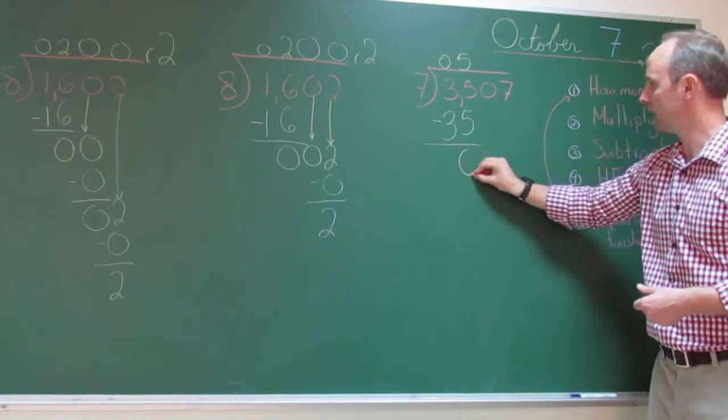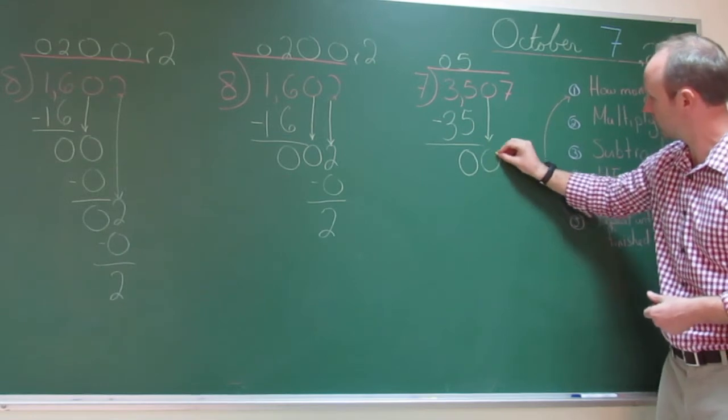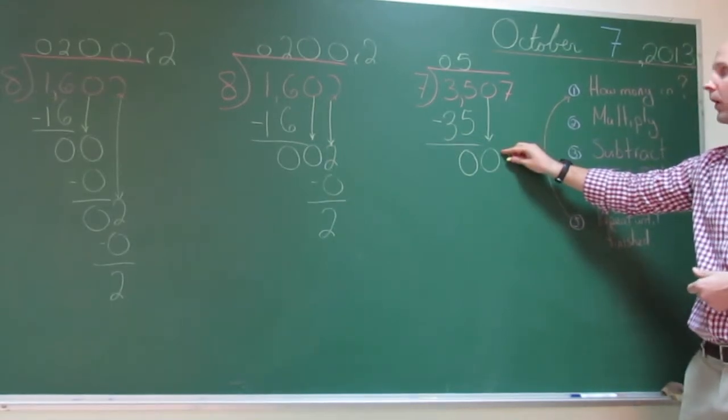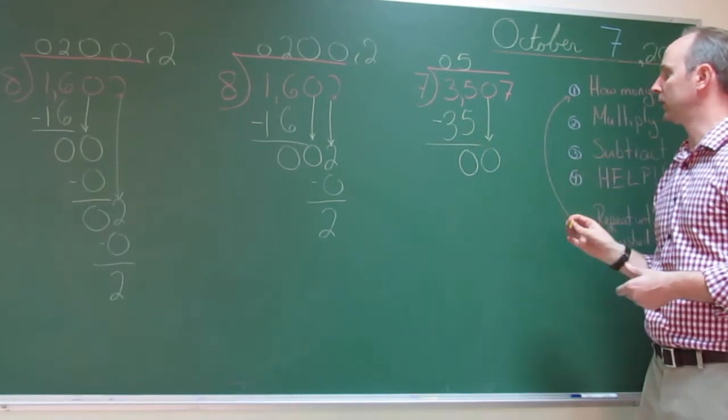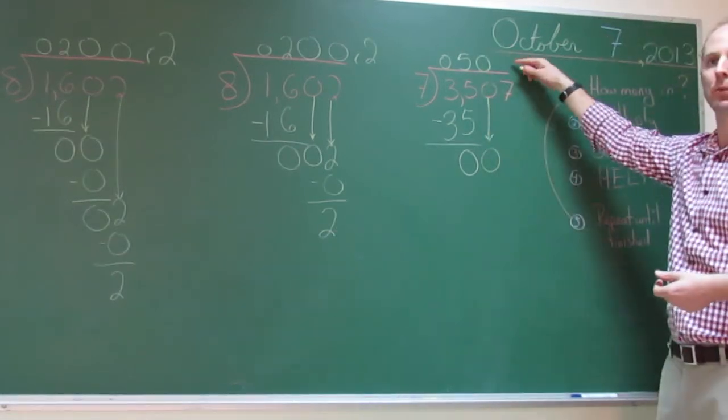35 minus 35 is 0. I need to bring down this value, the 0, over in this column for help. How many 7s go into 0? Well, that's going to be 0. So I indicate that by putting it in my quotient.